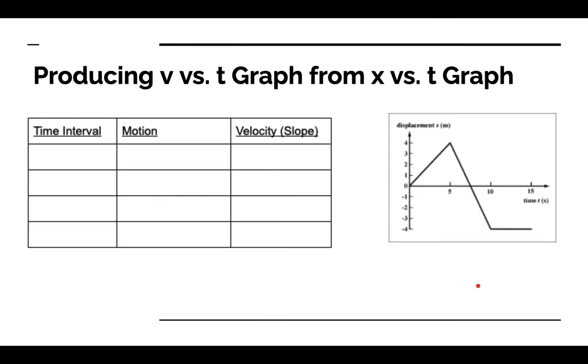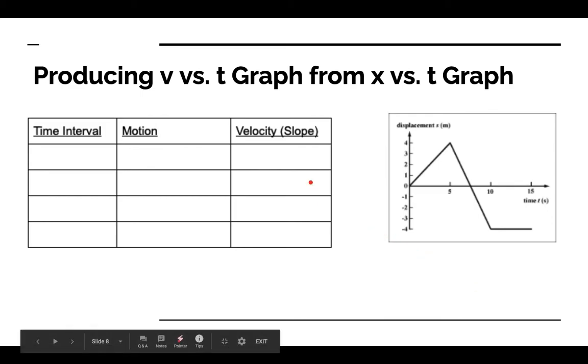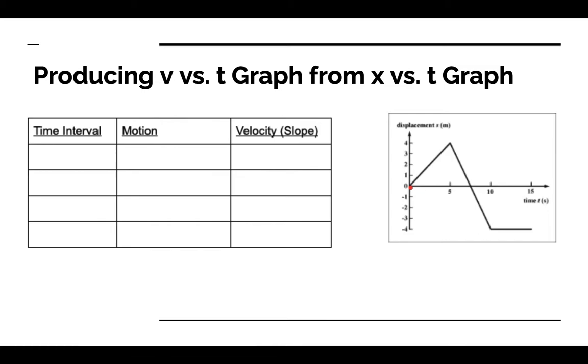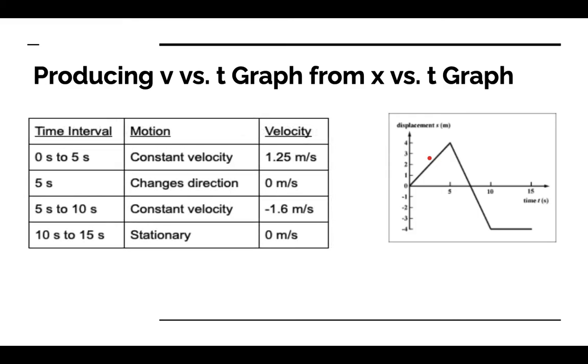So, producing a velocity versus time graph from a position versus time graph. The main idea is that we're going to calculate the slope over each time interval, since that will give us the velocity over that time interval, and then we're going to graph the subsequent slope on the velocity versus time graph, okay?